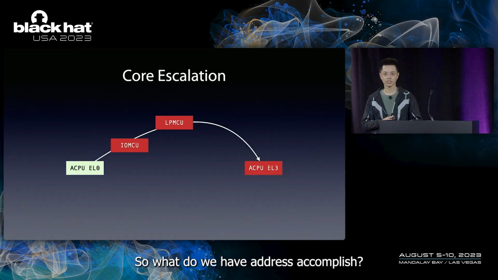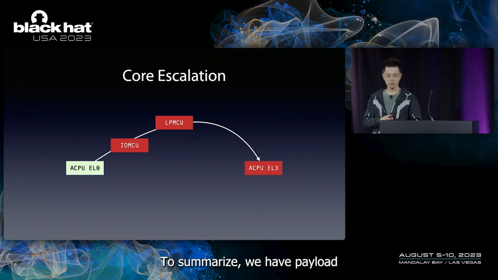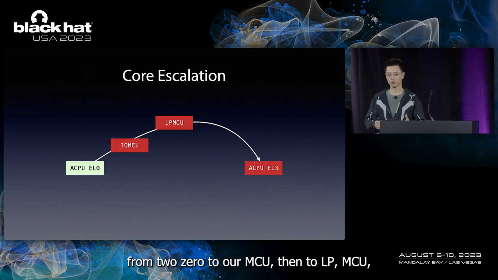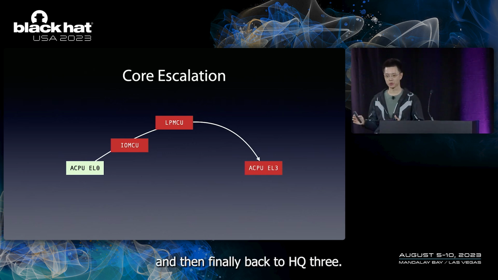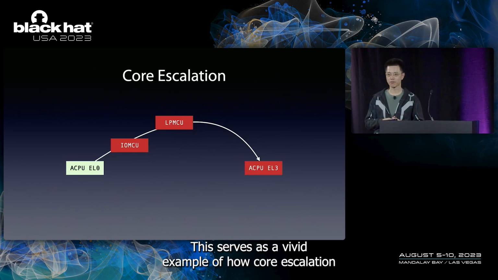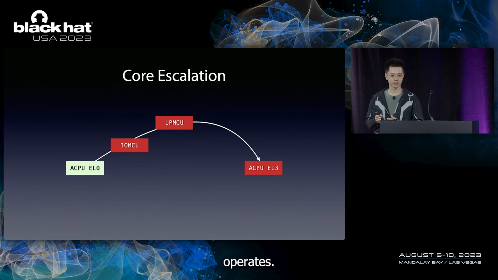So what have we just accomplished? To summarize, we have pivoted from ACPU EL0 to IOMCU, then to LPMCU, and then finally back to ACPU EL3. This serves as a vivid example of how core escalation operates.